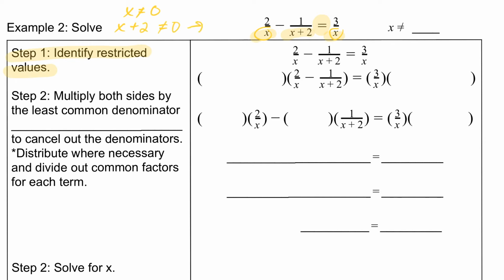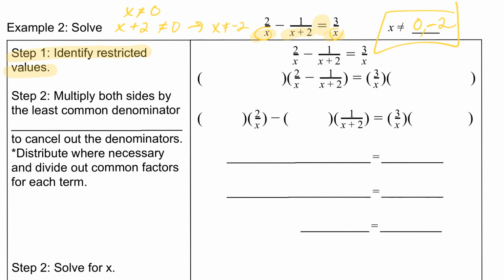So if I solve this equation, then x cannot equal negative 2. We have restricted values of 0 and negative 2. So this is going to be important for when we get to the last step. We want to make sure that we have those restricted values here.